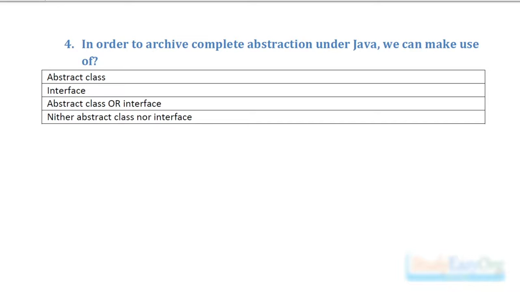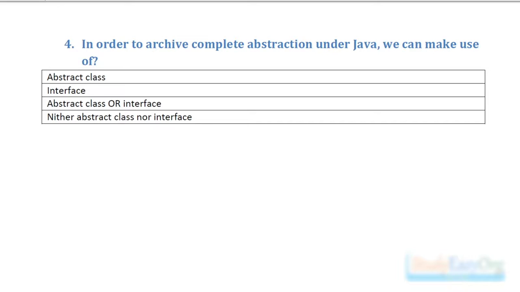Now if we read the question in here, they have asked in order to achieve complete abstraction under Java. Now, interface provides complete abstraction, that's for sure. And abstract class is also capable of providing partial abstraction. In fact, there could be a possibility as well that a person defines a class as abstract but doesn't have any abstract method. So even that is possible.